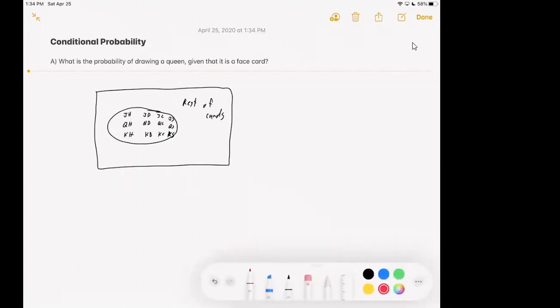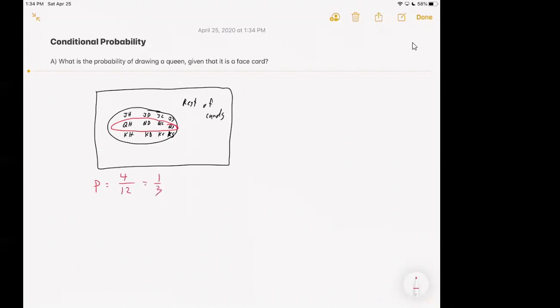Now, if we want to look at the set of queens, it is this large. Now, you can see that the set of queens is completely a subset. It's inside of the set of face cards, right? So to figure out this probability, we would just have to know how many queens there are out of how many face cards there are. So the probability is 4 out of 12, or 1 in 3.